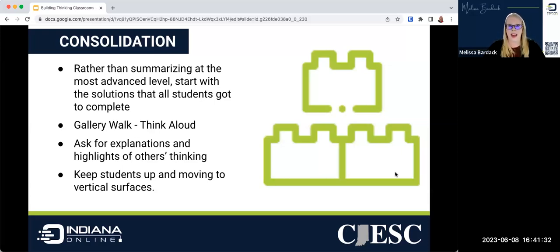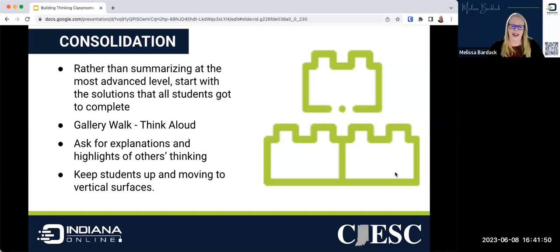And we found that providing sentence stems for all students, various levels from 5th to 12th grade, was really crucial in students being able to have those quality conversations about the learning.